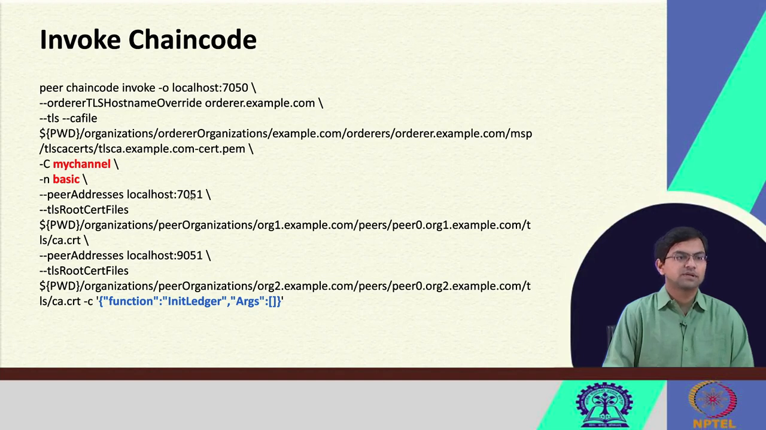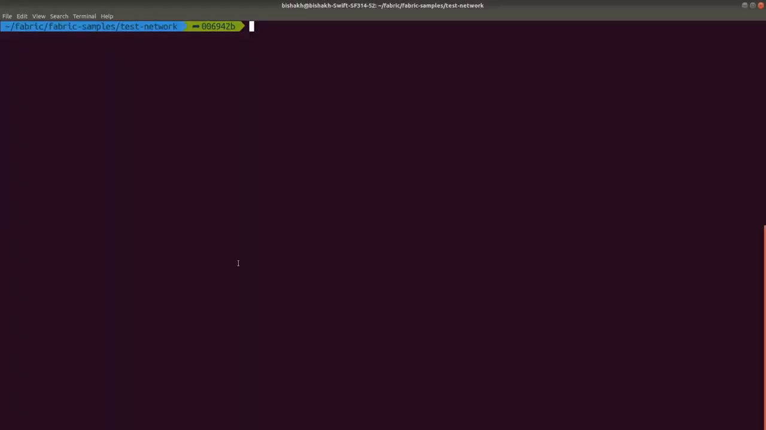So, this is one peer on port 7051, and the second peer is running on port 9051, and the two peers have different TLS root certificate files. So, if you execute this command, you have to ensure that this name is appropriately set as per the chain code name that you have installed.